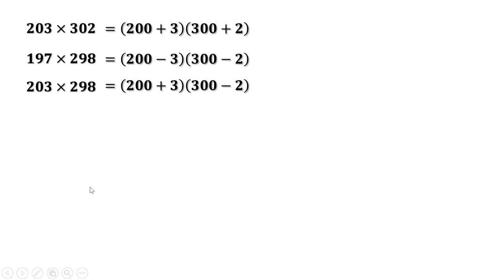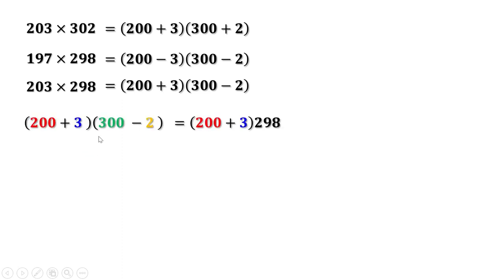So far we have split either as sums or as differences. There are sum and difference in this case. How can we compute it? Let us split 203 as 200 plus 3 and take 298 as it is without splitting. That is, 200 plus 3 into 300 minus 2 is 200 plus 3 into 298. Now we know this is 200 into 298 plus 3 into 298.